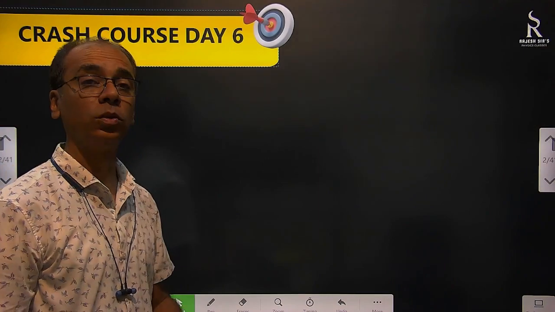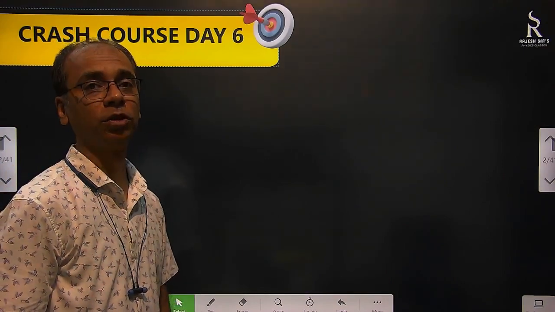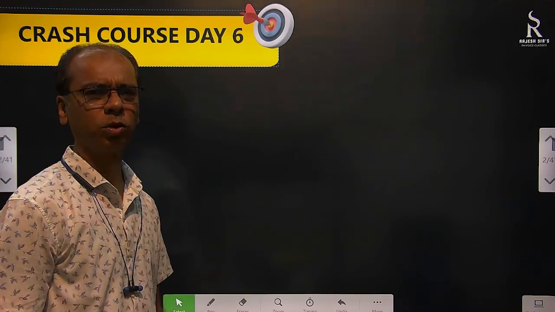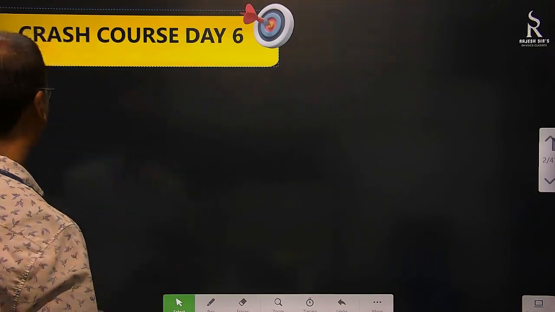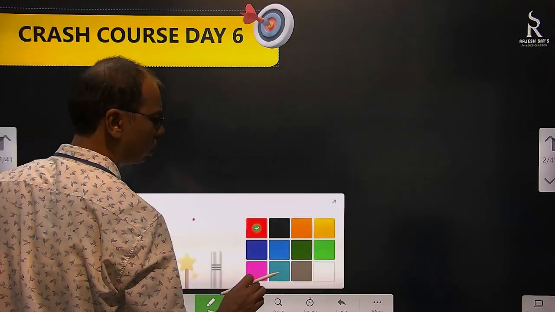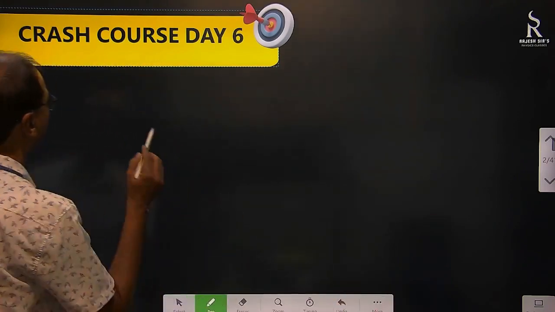So what we saw yesterday, where did we stop? We stopped at angular momentum and we discussed torque. So we are starting with torque only. We'll see a few problems today.